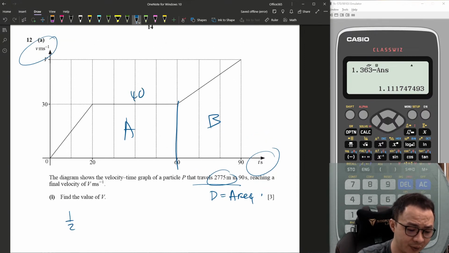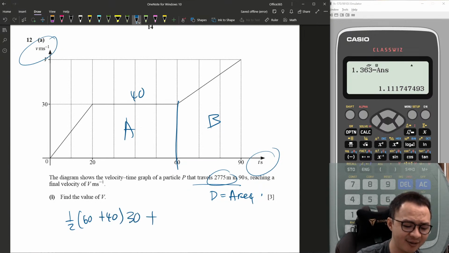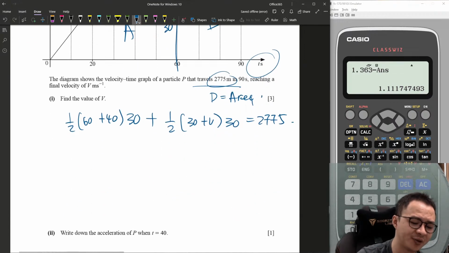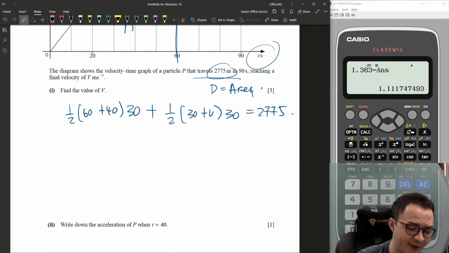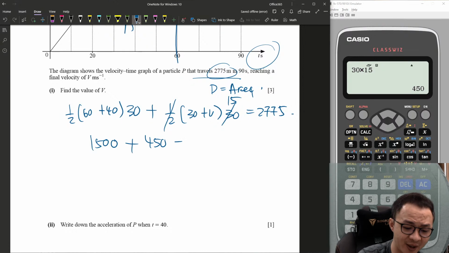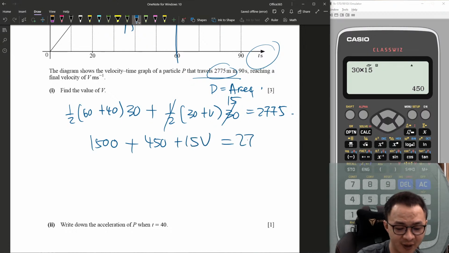Half of (60 plus 40) multiplied by the height, plus the second trapezium, half of (30 plus V) multiplied by the height, which is 30, equals 2775. I'm going to solve this really quickly. This is 1500, and this one simplifies to 50. 30 times 15 is 450, right? Plus 450 plus 15V equals 2775.